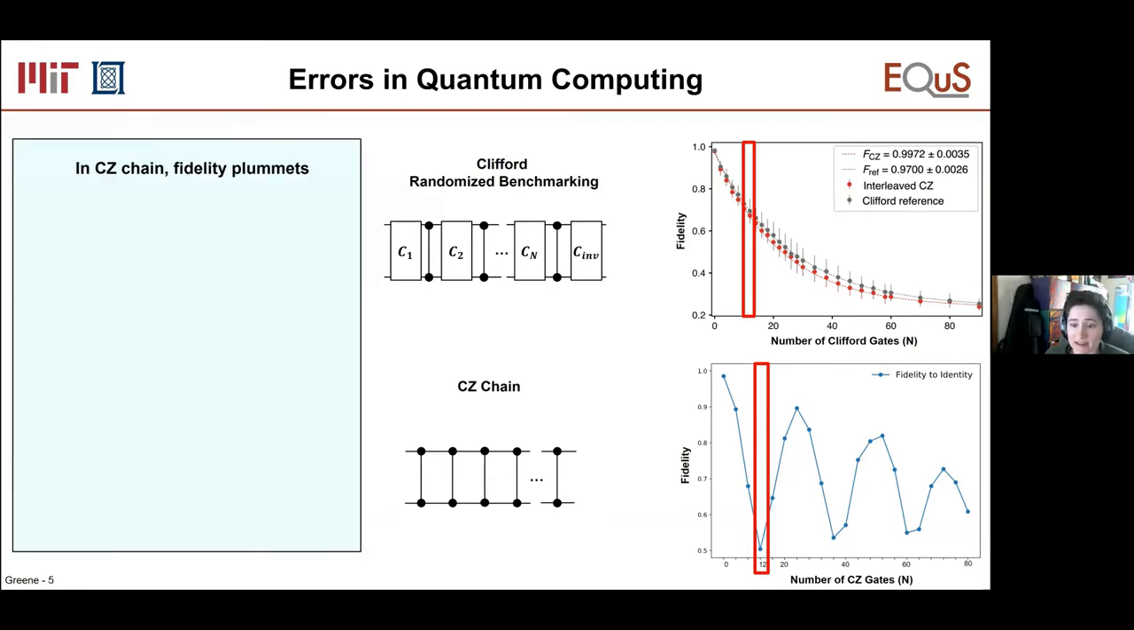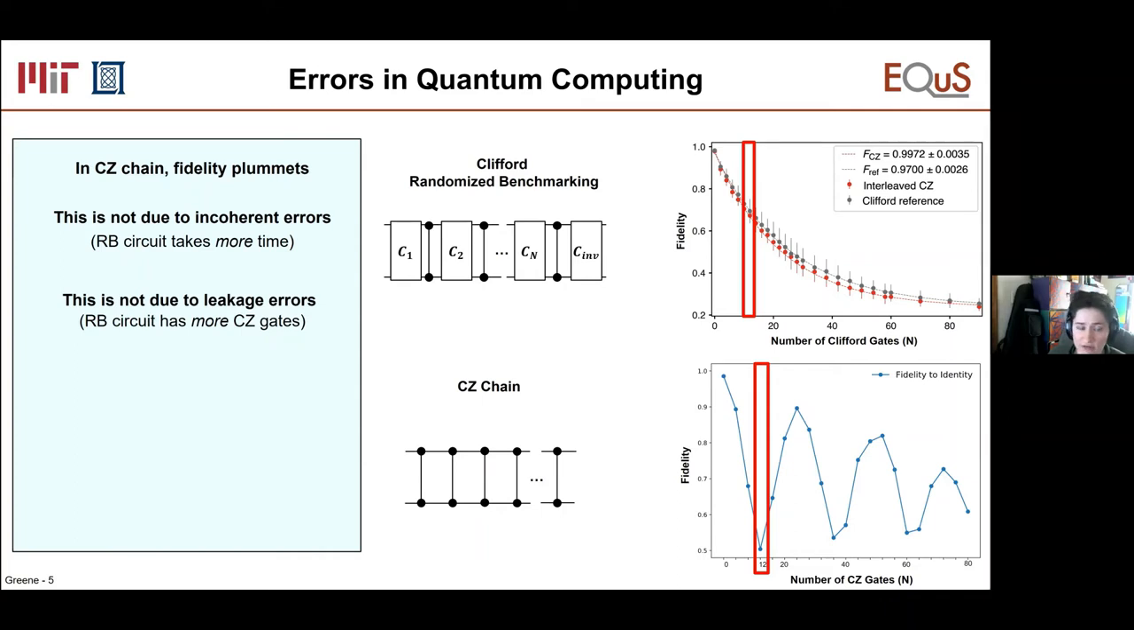And this difference in performance is not due to incoherent errors. The randomized benchmarking circuit takes more time, so there's more time for incoherent errors to accumulate. And it's not due to leakage errors. There are, in fact, more CZ gates in the randomized benchmarking curve because there are CZs inside the Cliffords as well as the interleaved CZs. So what's going on is that the coherent errors are constructively interfering in a new way. In the randomized benchmarking curve, the random Cliffords are able to twirl the error, but in the CZ chain, without the intervening random gates, it constructively interferes.